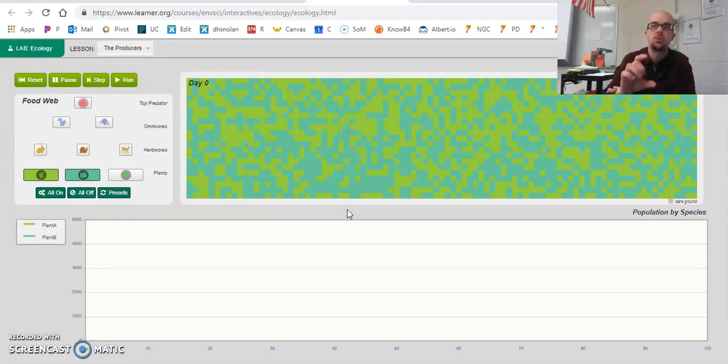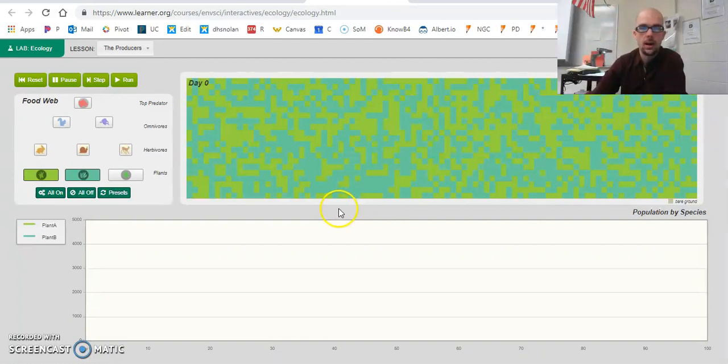How do these numbers stack up? How many plants do I have? How many plant eaters do I have? How many organisms do I have eating those plant eaters? How many organisms do I have eating the ones that eat the plant eaters? So we're going to be looking at all these different levels of these number relationships.